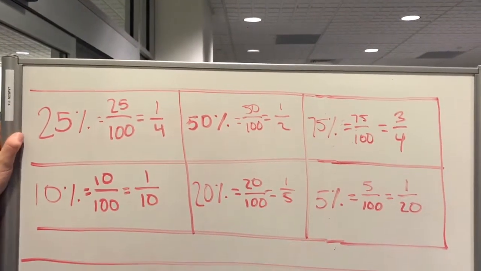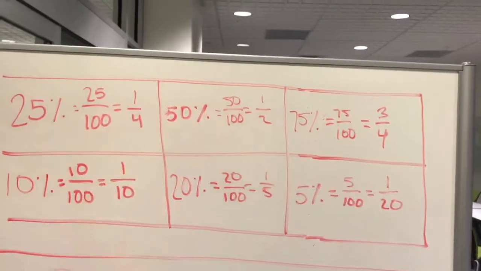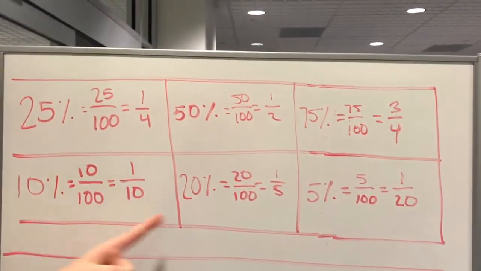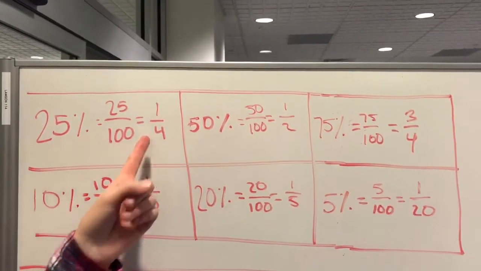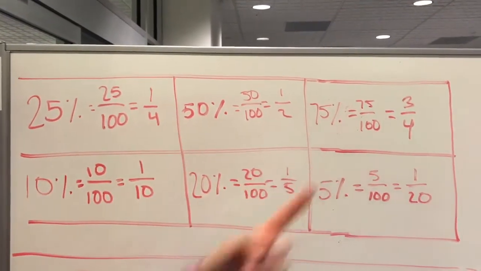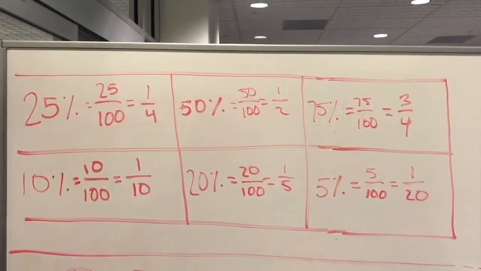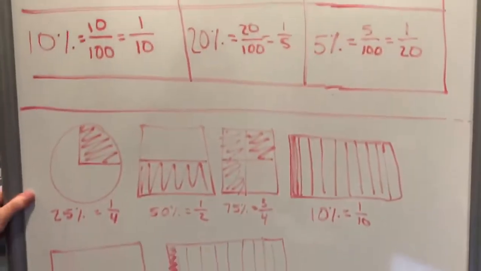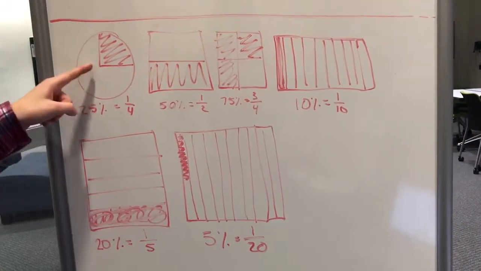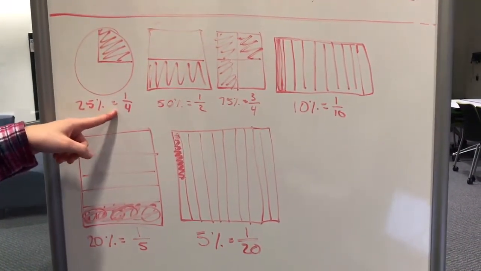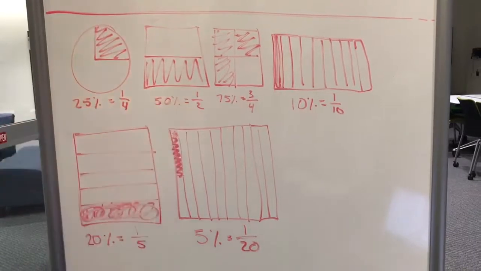Percentages that we encounter frequently are 25%, 50%, 75%, 10%, 20%, and 5%. Along with these percentages come their equivalent fractions: 1/4, 1/2, 3/4, 1/10, 1/5, and 1/20. If you look below, these are some drawings that go along with them. Let's say 25%: this is how you would draw it to make it 1/4, and then 50%.